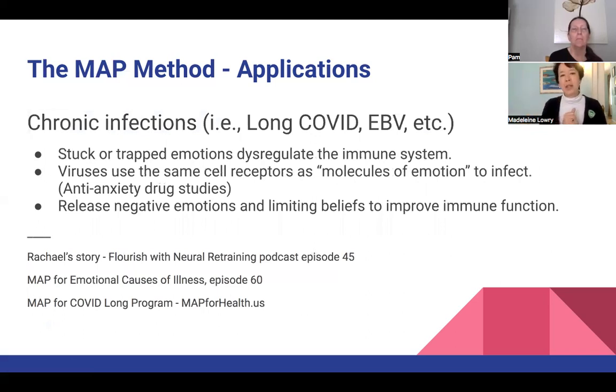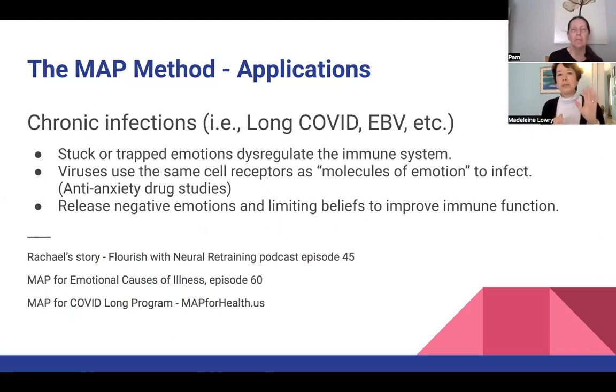The first program I actually created was for long COVID. And this is because I had read in the newspaper that practitioners were experimenting with anti-anxiety drugs and finding that use of them would shorten the infection, the length of infection, and the severity, and also seemed to improve long COVID symptoms. And I thought, well, I know something that can address anxiety, and that is advanced neural retraining.